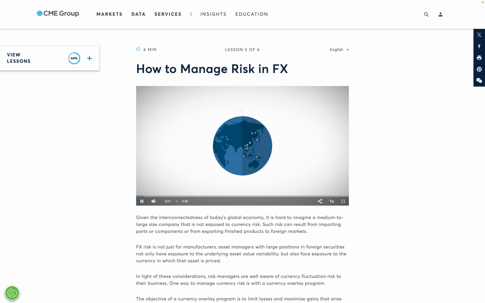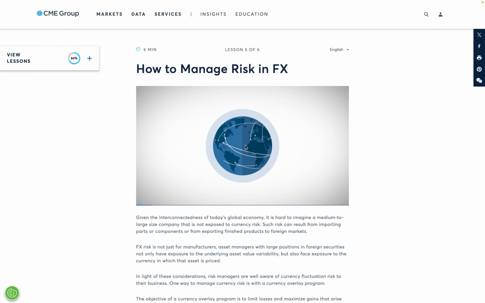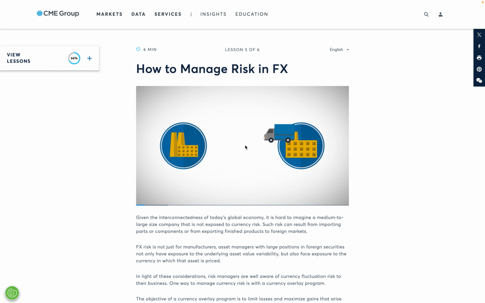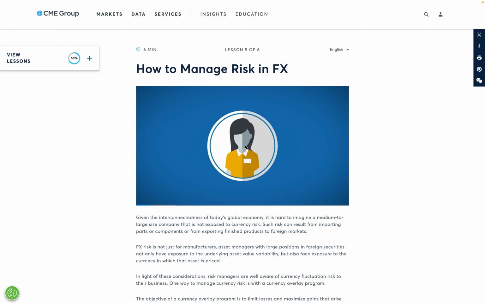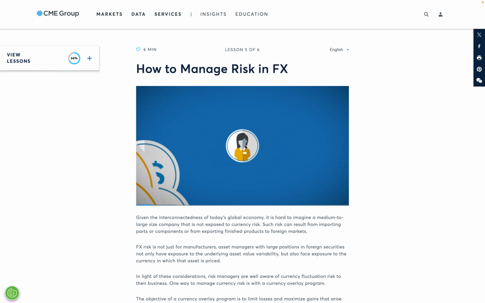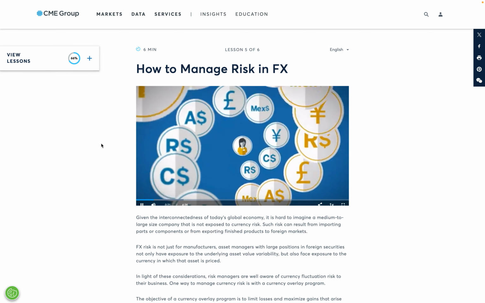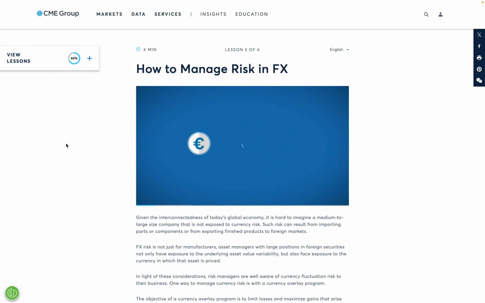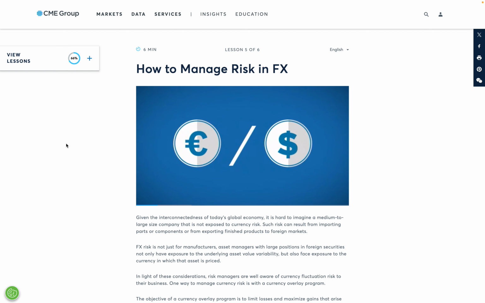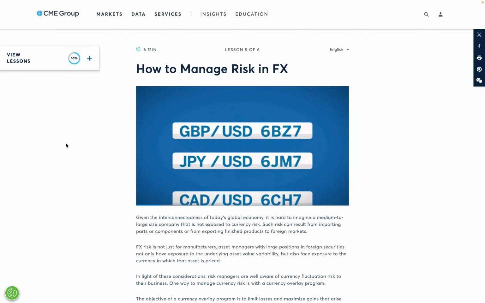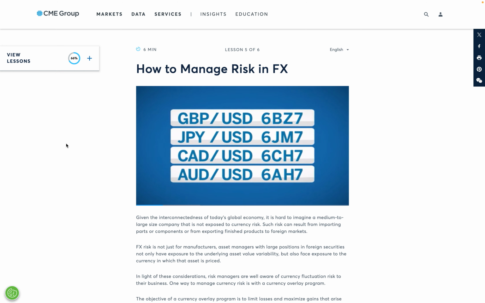Given the interconnectedness of today's global economy, it is hard to imagine a medium to large-sized company that is not exposed to currency risk. Such risk can result from importing parts or components, or from exporting finished products to foreign markets. It isn't just manufacturers either. Asset managers with large positions in foreign securities not only have exposure to underlying asset value variability, but also face exposure to the currency in which that asset is priced. In light of these considerations, risk managers are well aware of currency fluctuation risk to their business.